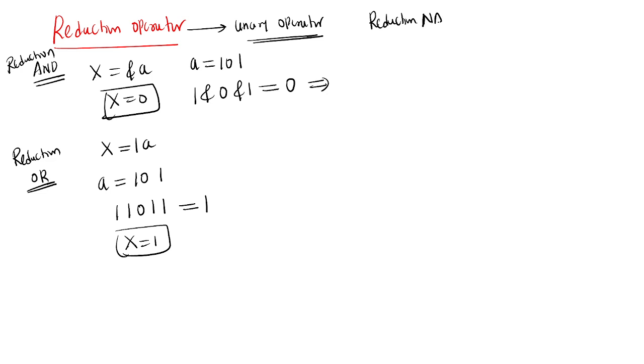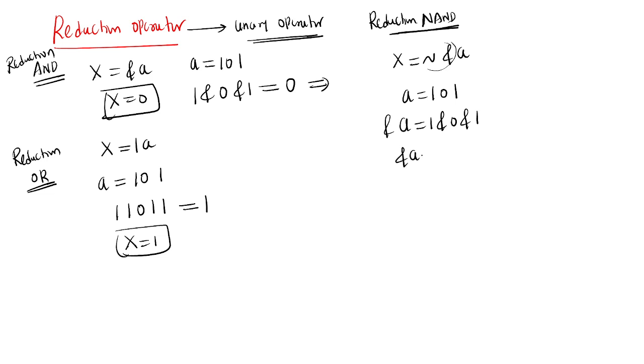Reduction NAND. The symbol is x equal to not of AND of a. This is the reduction operator. Here, a equal to 101. First it will do the AND operation, that is 1 AND 0 AND 1. That means AND of a, and what you got? 0, no? So not of AND of a means you are getting 1. This is nothing but reduction NAND.